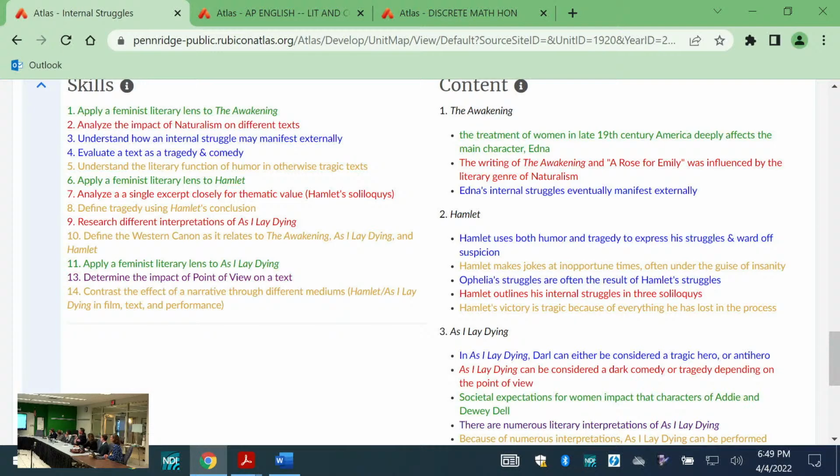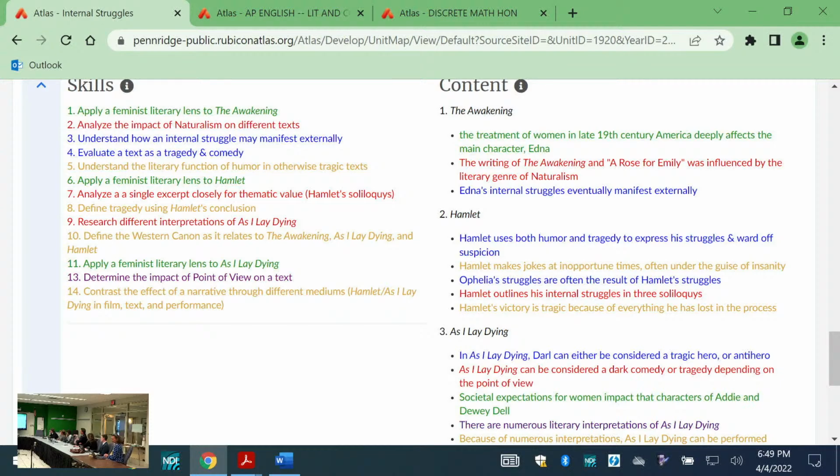I'm not familiar with The Awakening, but in terms of what you're talking about, Mr. Linsky, Edna becomes the lens as part of that conversation. Then down at As I Lay Dying, it's a similar piece in terms of the female characters, but it has more to do with societal expectations because of the piece of literature that it's in.